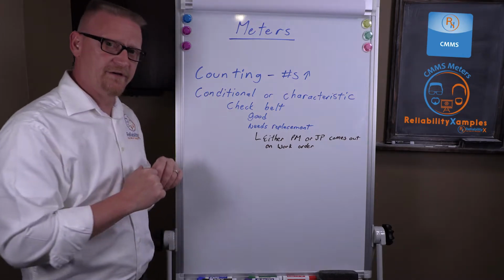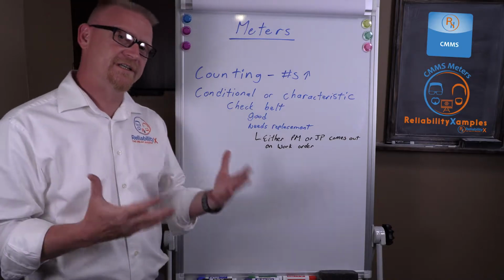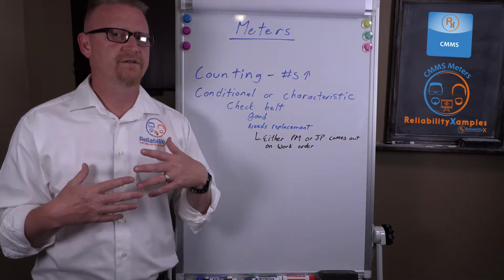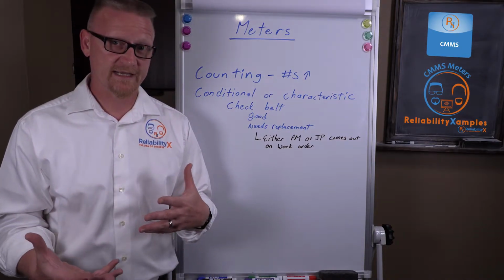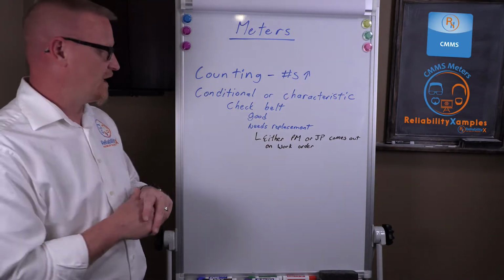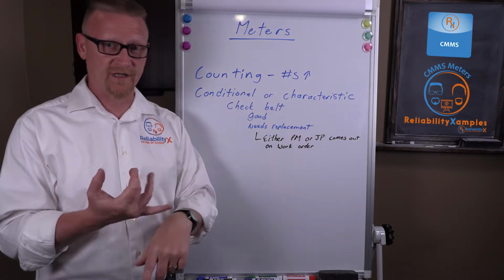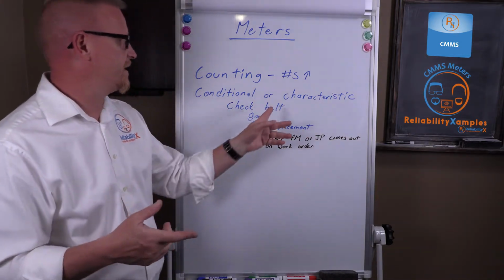The other type of meter is a conditional meter or a characteristic meter. A characteristic meter is not looking for numbers, it's looking for a response from the technician. So this could be something as simple as check the belt. Obviously, this is not a very well-written task. It should say check the belt for glazing or cracking or fraying.